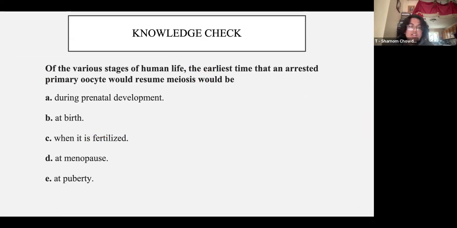So, knowledge check. Of the various stages of human life, the earliest time an arrested primary oocyte would resume meiosis would be.